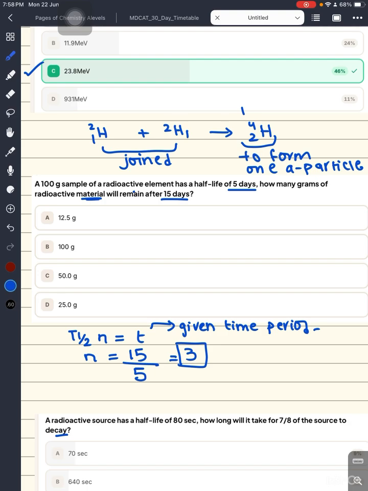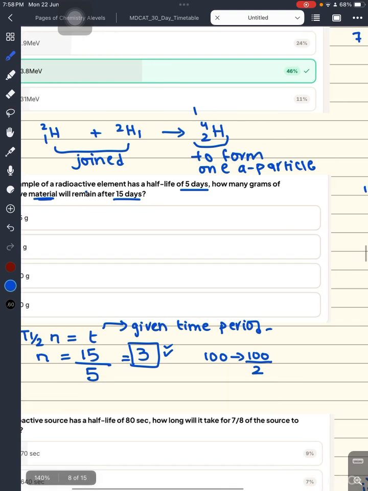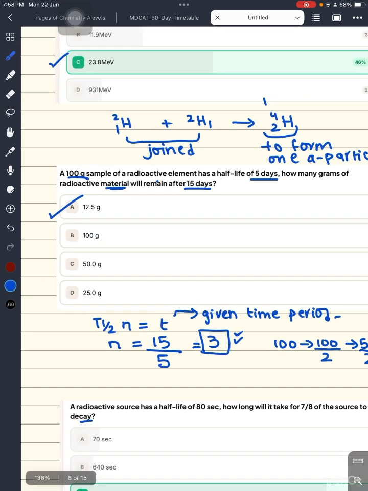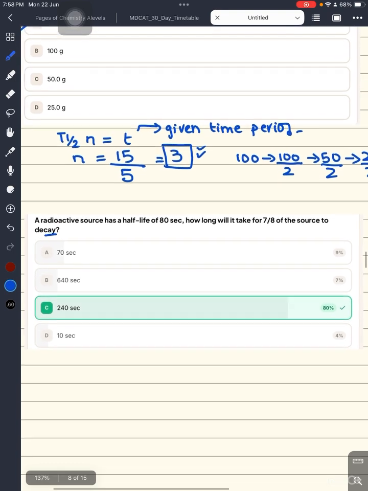After that, they're asking that 100 gram is the initial mass. How many grams of the radioactive material will remain after 15 days? There will be 3 half-lives. So 100 will undergo 3 half-lives. It will be 100 divided by 2, 50 divided by 2, and 25 divided by 2. So there are 3 half-lives and the answer will be 12.5. We go for another question.